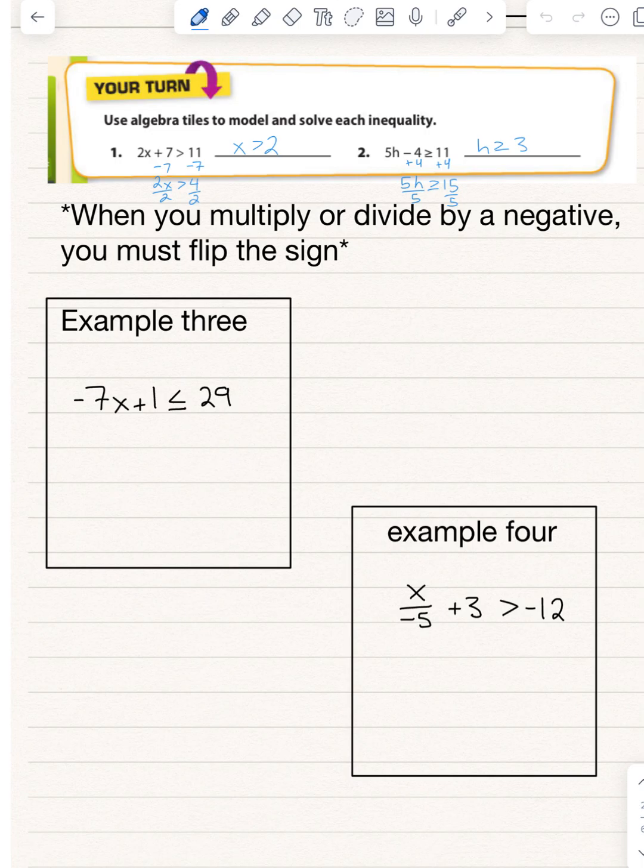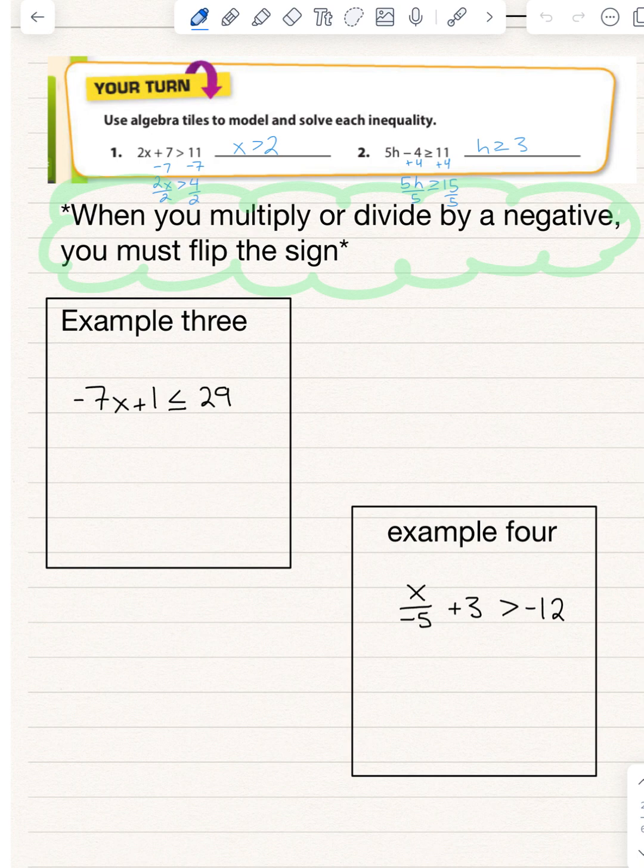All right, so we learned this in 7.1 and 7.2, but this is super important. When you multiply or divide by a negative, you have to flip the inequality sign. So this is how inequalities are different than equations, because equations are just equal on both sides. For an inequality to be true, if you multiply or divide by a negative, you have to flip the sign.